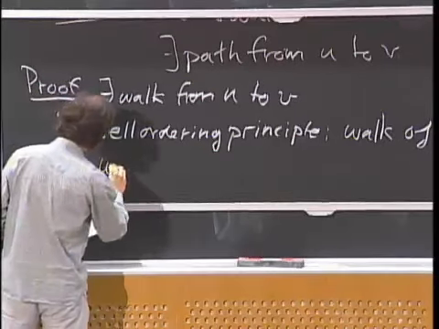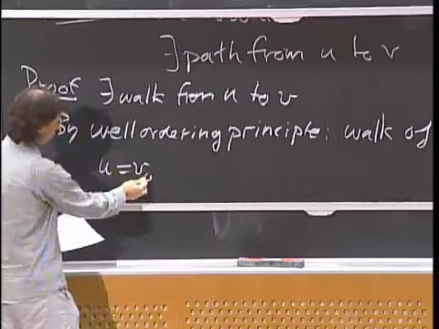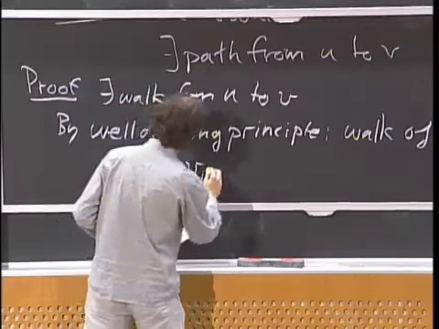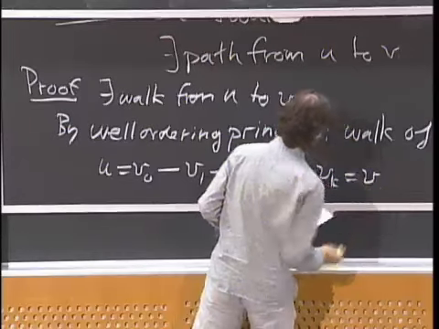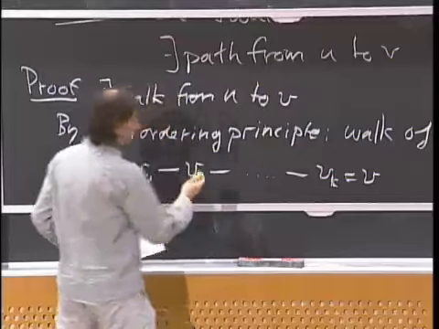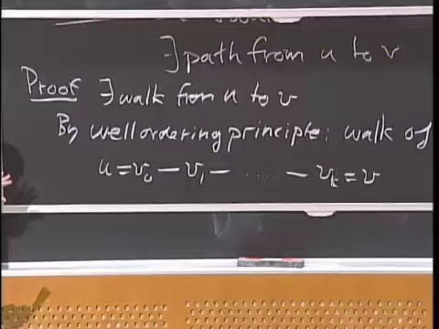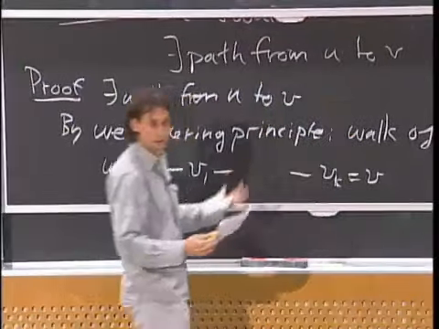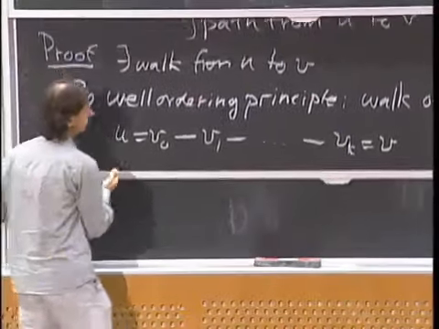So let the walk be equal to, well, it starts in v0, which is equal to u. There's an edge to, say, v1, and it goes all the way up to vk, which is the last vertex, v. So what are we going to prove? We're going to prove that this is actually a path. And since this is a walk of minimal length, well, suppose it is not a path. So we are going to use contradiction.